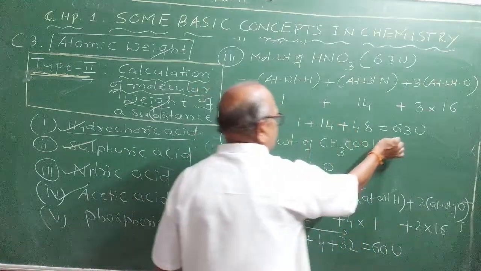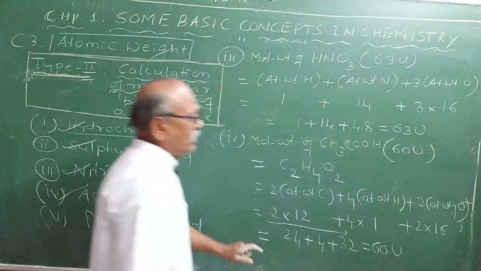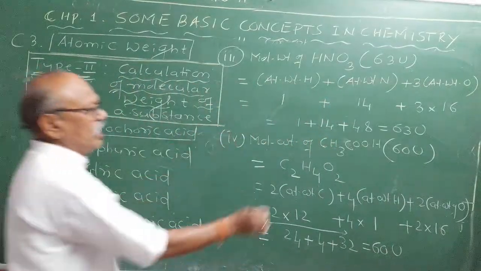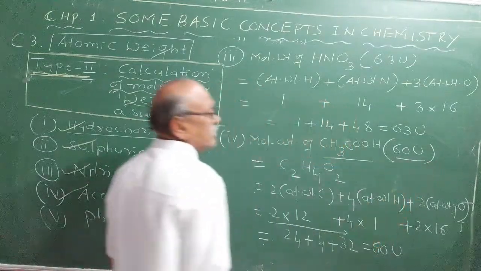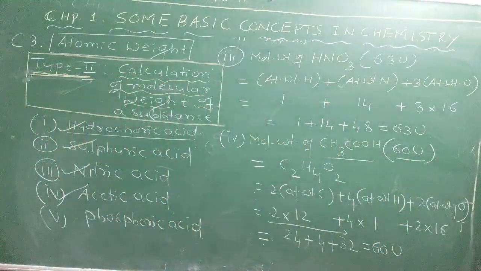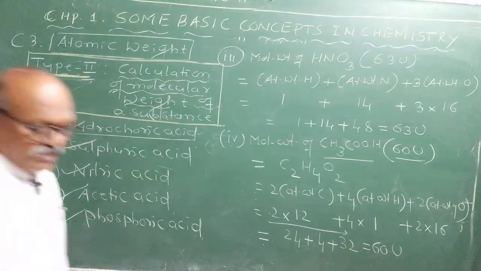Therefore, the acetic acid molecular mass will not change every now and then. It is fixed. Like a molecular formula is fixed, its molecular weight is also fixed. Remember the molecular weight henceforth. Fifth one, phosphoric acid.